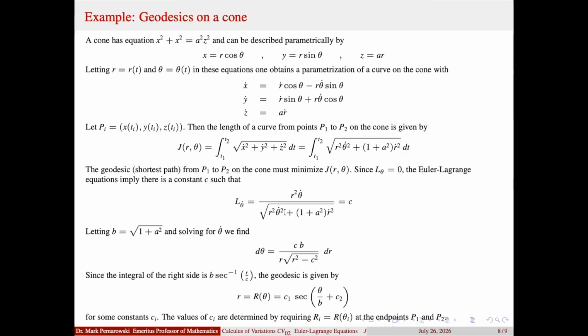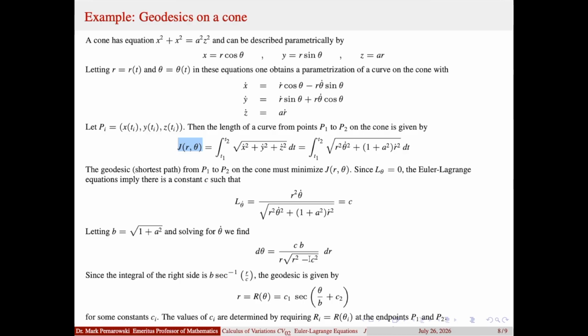And there's a bunch of algebra and things will cancel, and it turns out that d theta dt is this expression before the dr dt. So that means on the geodesic, which is the thing that minimizes this length functional, d theta is equal to this expression in r dr.